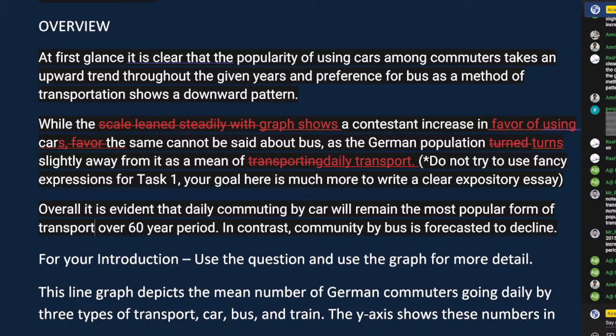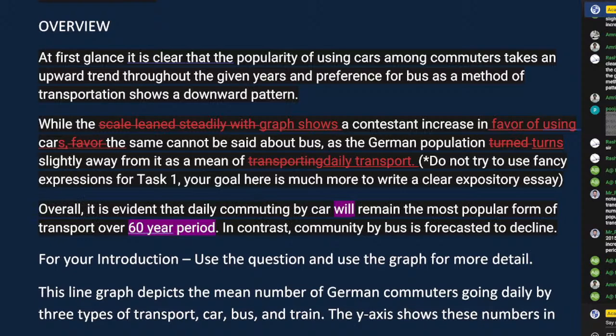Yeah, so careful here, Pooja, because you're writing will, okay? And that means the future, and then you say will remain the most popular form of transport over the 60-year period. It sounds like we're going 60 years into the future, so like 2080. That's a bit confusing there for me, okay, as your examiner or marker. Definitely put a comma after overall here, all right?